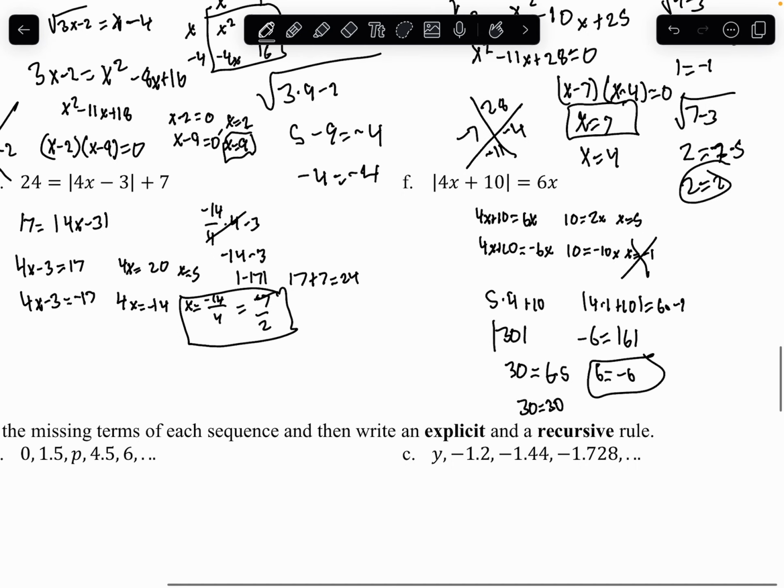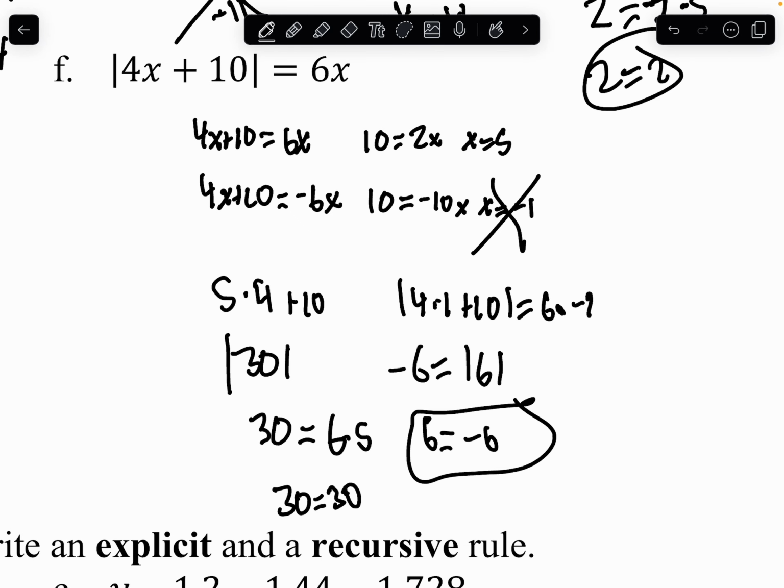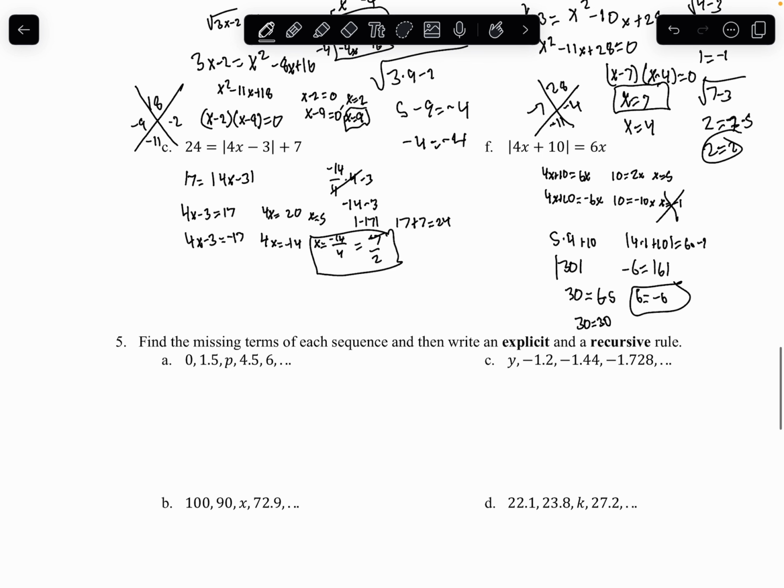And that's why if you do get two answers, just plug it in. You don't have to write it out, but just plug it in your head and make sure it does equal and it is correct. Otherwise you get probably a few points taken off.